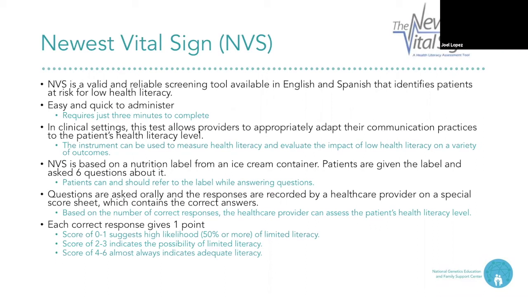level. Each correct response gives 1 point. So a score of 0 to 1 suggests a high likelihood, 50% or more, of limited literacy. A score of 2 to 3 would mean the possibility of limited literacy. And a score of 4 to 6 is almost always indicative of adequate literacy, according to this tool.